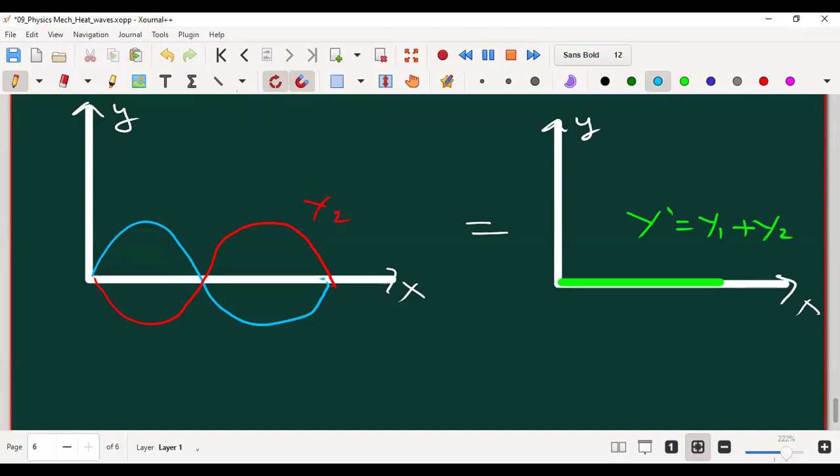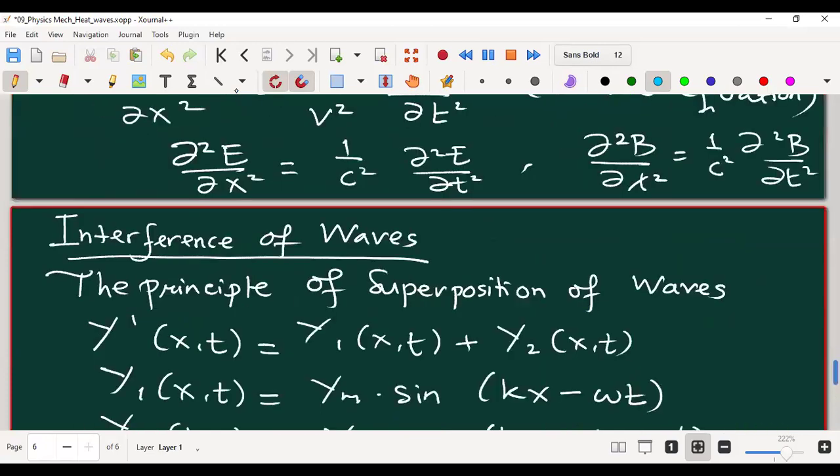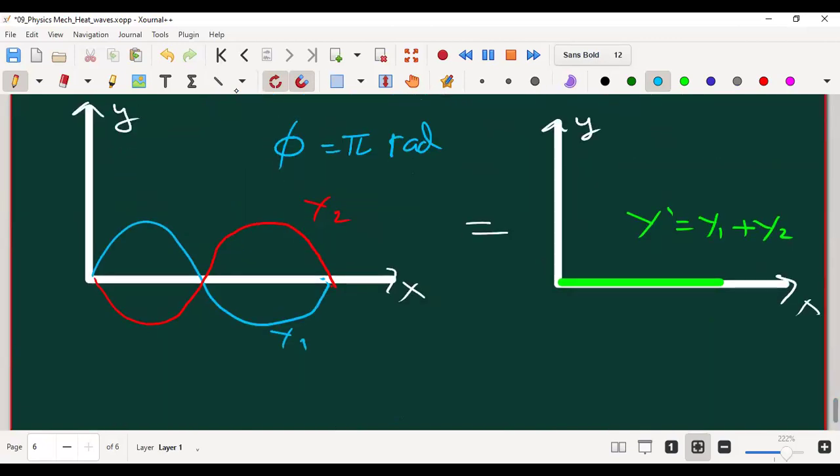Y2 is one, and this one is y1. Because this one has a different phase, the phase difference is pi radian. But for this one, this is the same phase, the phase difference is zero. Okay. Any question for the superposition?